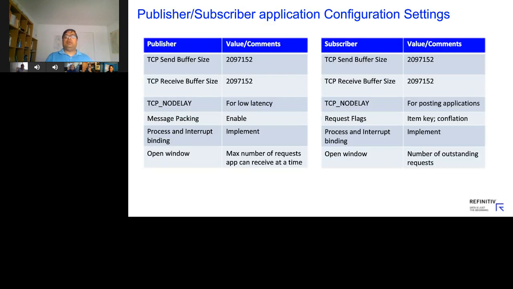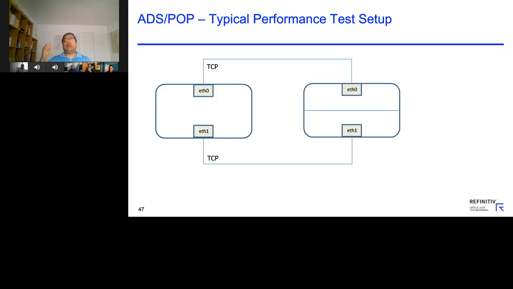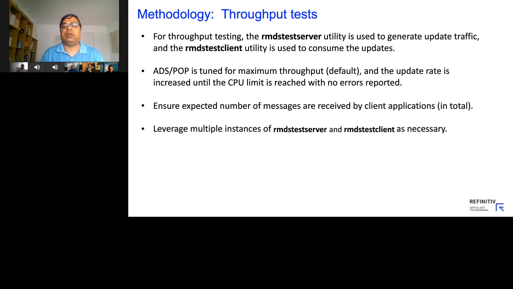From a methodology point of view, the test setups are fairly straightforward. You have an ADS-POP on one end and another one where you see the publisher and the subscriber. We use the test server to generate the traffic and the test client to make all the requests. And the POP is tuned for max throughput by default. We increase the update rate until either the CPU limit is reached or we see errors. So we want to make sure there are no errors. We want to ensure that the expected number of messages are received by the client application, whatever is sent.